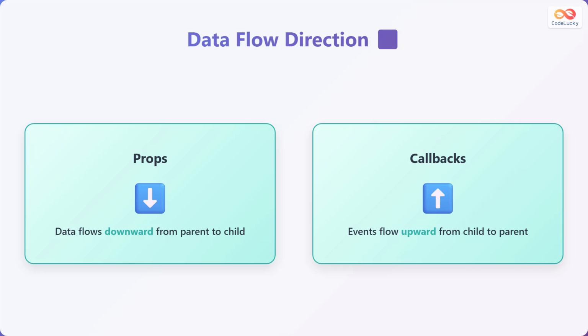Data flows downward from parent to child. Events flow upward from child to parent. With props, data is passed from a parent component down to its child component, allowing the parent to provide data and configurations to the child. With callbacks, events or actions triggered in a child component can be communicated back to the parent, enabling the parent to respond to these events and update its state or trigger other actions.